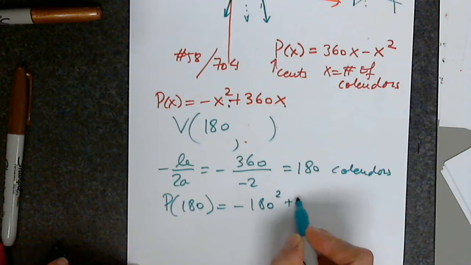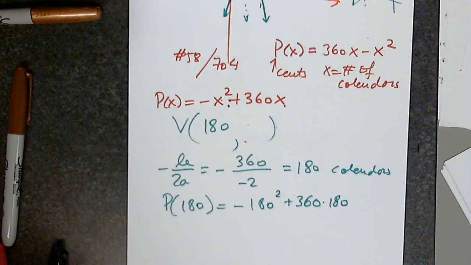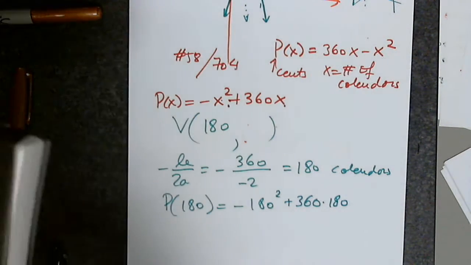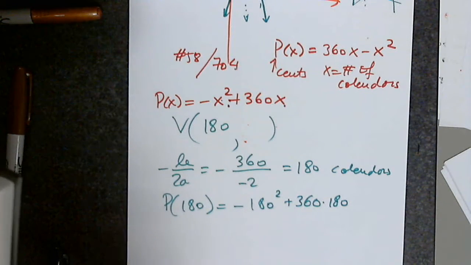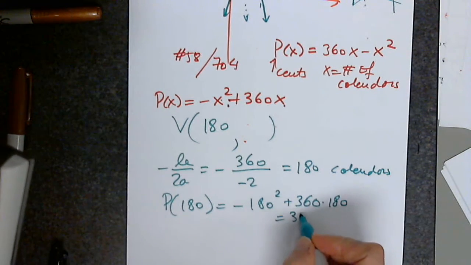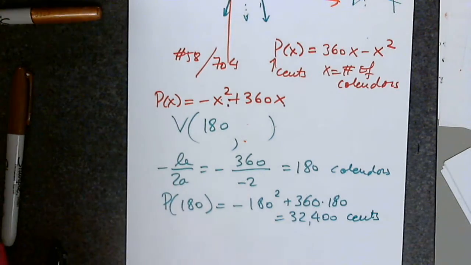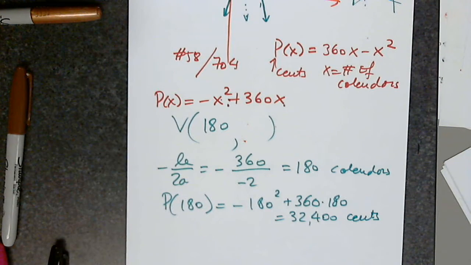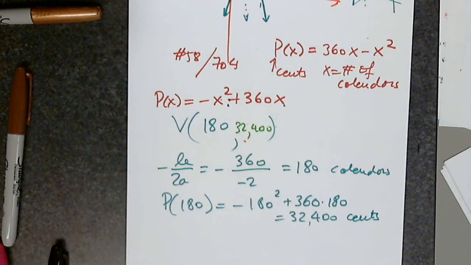Negative 180 squared plus 360 times 180. Grab your calculator and let's calculate. So negative 180 squared plus 360 times 180. I got 32,400 cents, or $324. Any questions? And that is the maximum, 32,400.